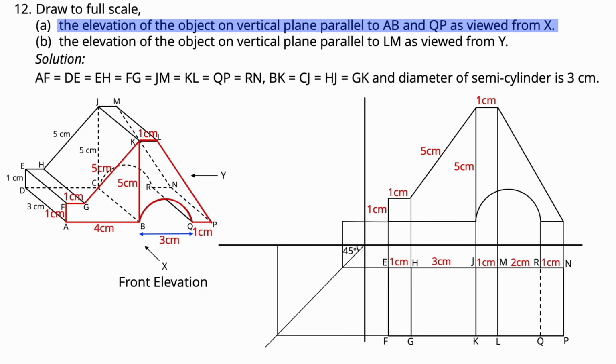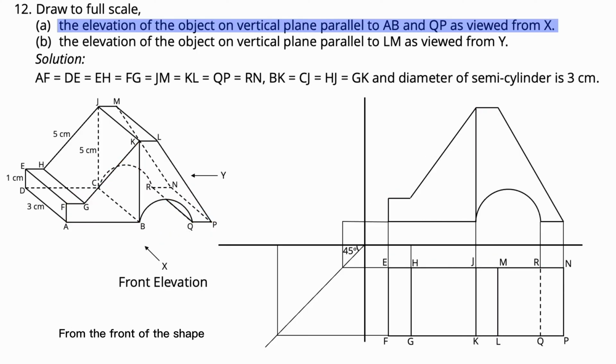using a compass. Now, label the vertices with letters. From the front of the shape, start with A and B, F and E, G and H, K and J, L and M, P and N, Q and R, B and C. The elevation of the object as viewed from X is drawn.